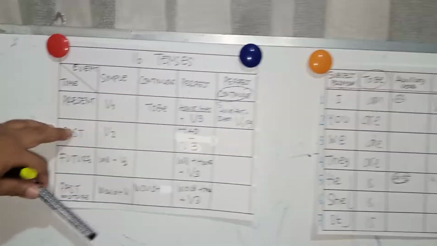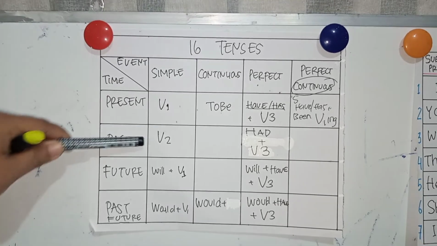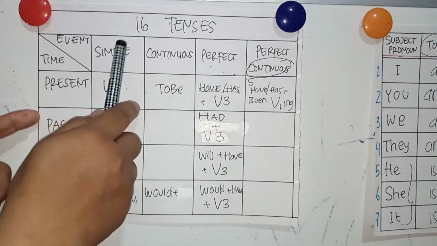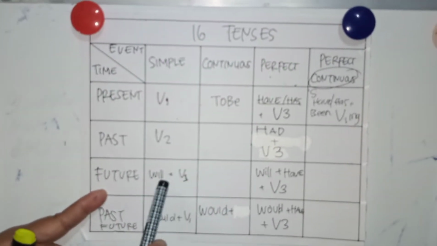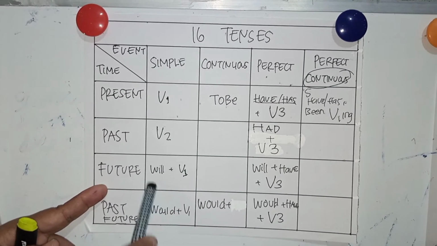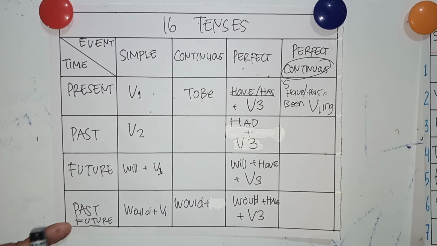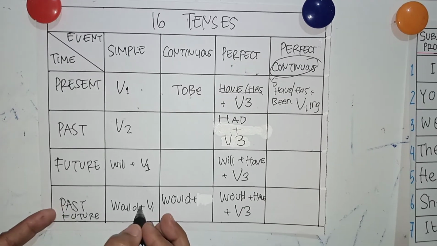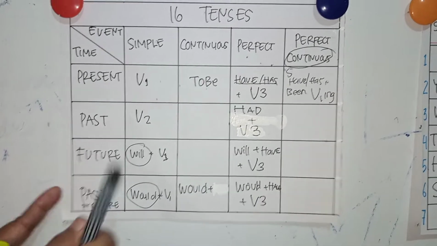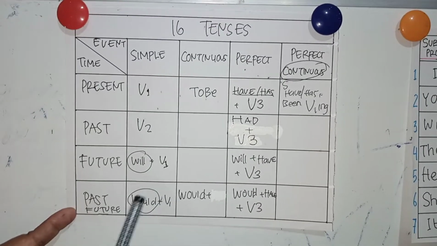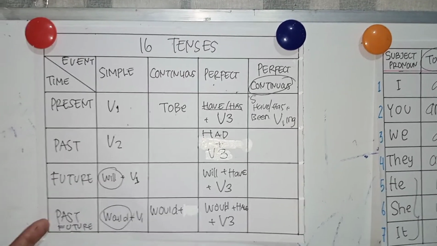The next is the past. Normally in the simple form, the past uses verb 2, so it will be I went, rather than using I go in the present, and it will be I will go. Remember, will is a kind of modal that will be followed by verb 1. In the past future, it will be I would go. Don't forget this one. Actually, this one comes from a modal form: modal in the present, modal in the past, and it will be followed by verb 1. So modals are normally followed by verb 1.